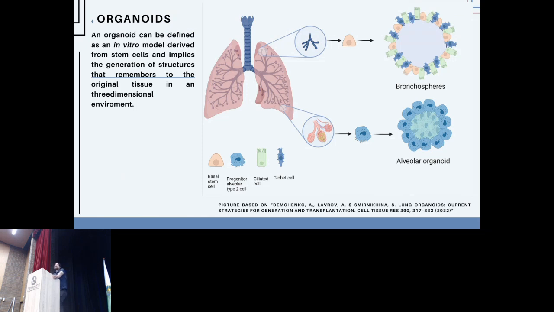When discussing lung organoids, there are multiple sources of stem cells, which results in different types of organoids. For instance, if we use basal stem cells, we can originate what are known as bronchosphere organoids, composed of basal stem cells, ciliated cells, and goblet cells. Also, if we use alveolar progenitor type 2 cells, we can generate alveolar organoids, mainly composed of epithelial cells type 2 and type 1.